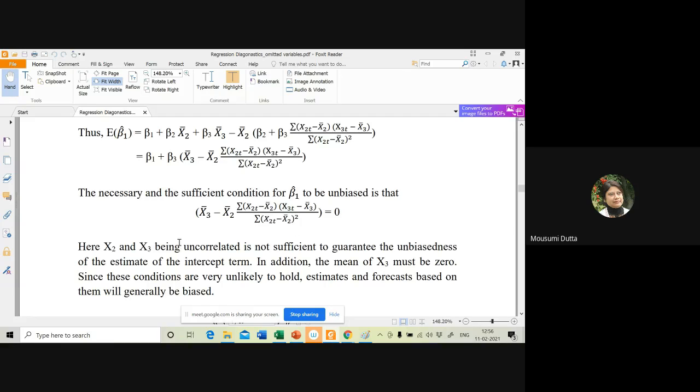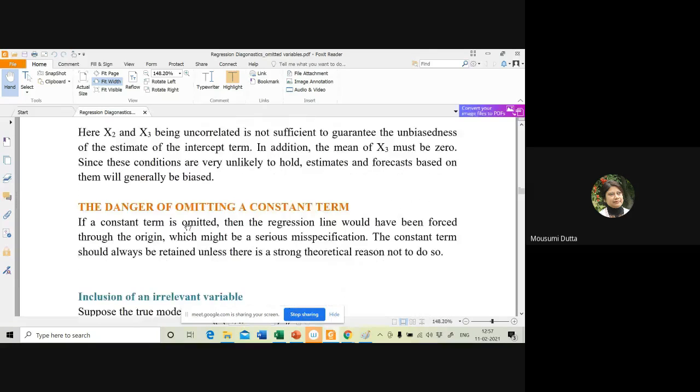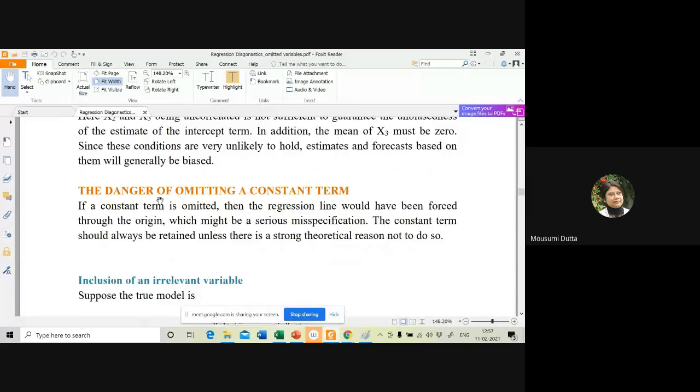So generally, even if the regression coefficient, or the slope coefficient or the gradient, is unbiased, you will find the intercept is biased. Okay. So in this way, we can show that in the presence of an omitted variable, all the estimators will be biased.